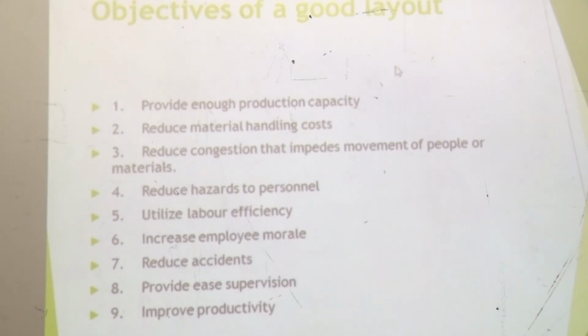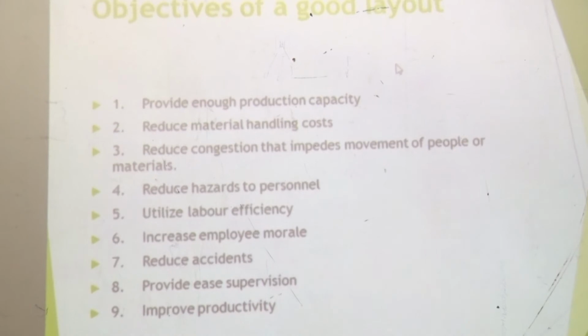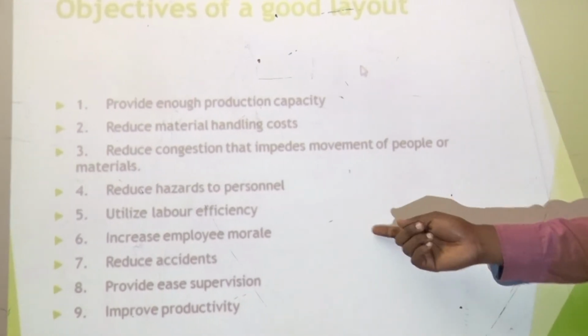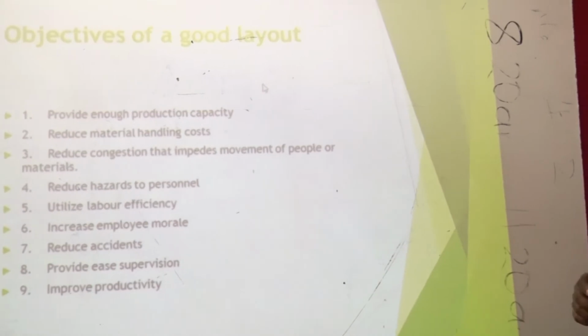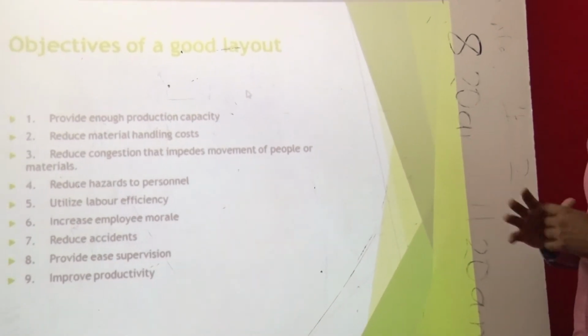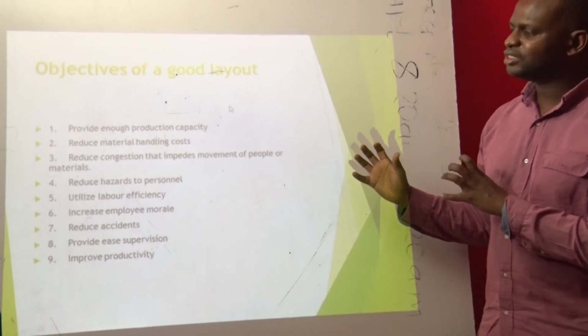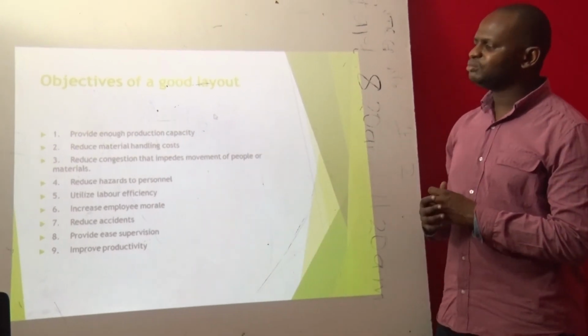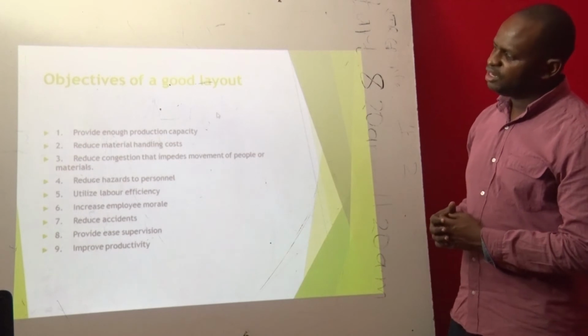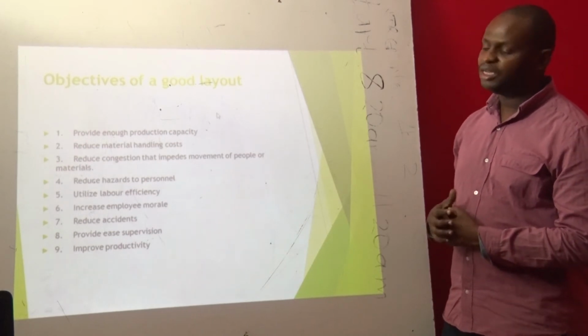The other thing about layout is that it allows reduction of congestion that might impede the movement of people and materials. So a good layout allows you to reduce that movement of people and materials. And when you reduce that movement, then it means we will have reduction in accidents within the organization. The other thing is that it reduces hazard to personnel. So basically, when you have a good layout and you've really mapped your organization well, reduction of hazards to personnel will be very effective.